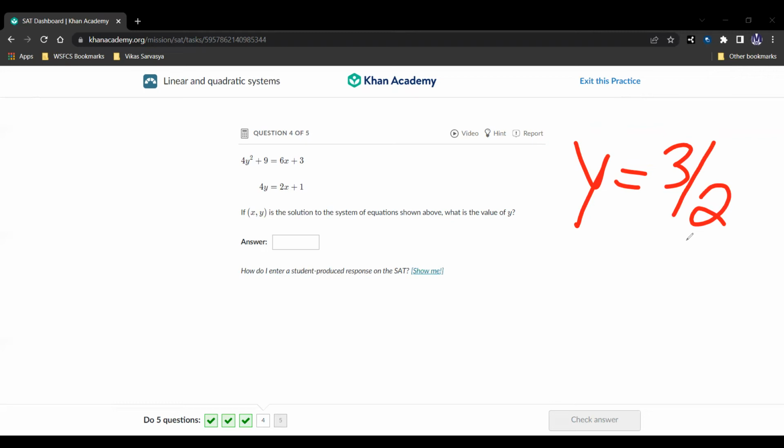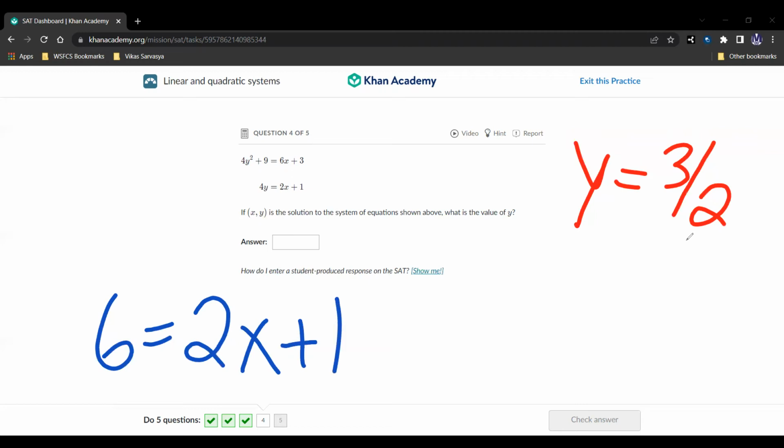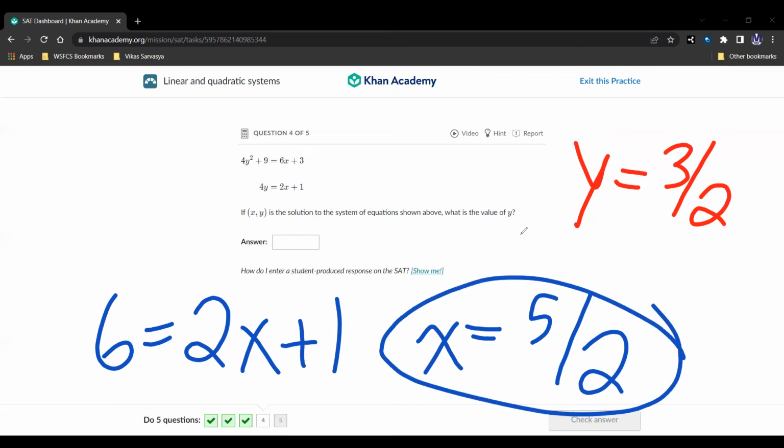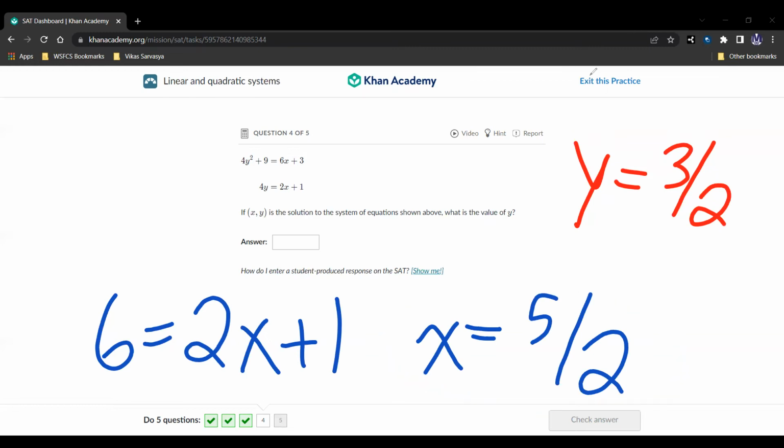So this is going to be 4 times 3 halves, which is 6, equals 2x plus 1, which means that x is going to be 5 over 2. And we did all that, but you didn't have to do that because they asked for the value of y. This is why you read the question. If you're going to do it like I did and find x, at least read the question before you put your answer. But yeah, so we have 3 halves as our y value.